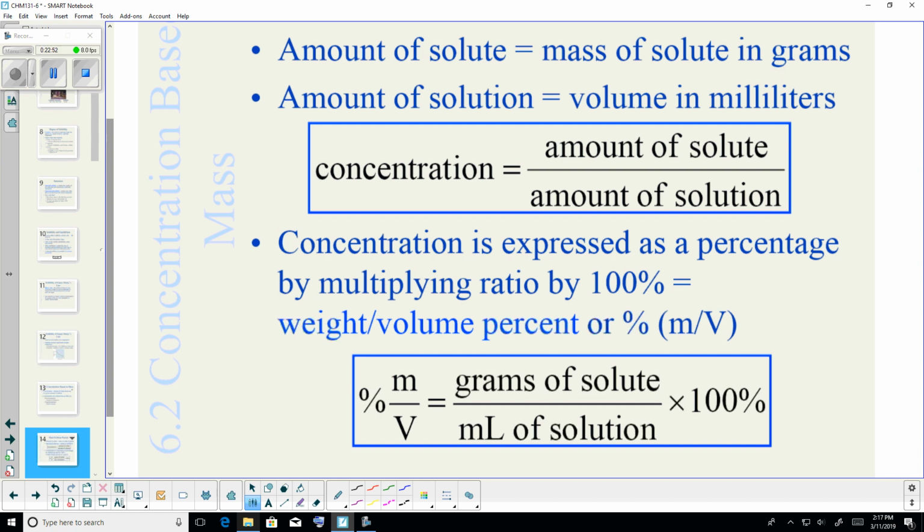So if I take 5 grams of sugar, dissolve it in 100 milliliters of water, what's the percentage? 5 grams of sugar dissolved in 100 milliliters, give me 100 mils of solution. What's the percentage? Sugar. 5. It's 5 divided by 100 times 100. So that's all that says. So you can calculate pretty much everything.